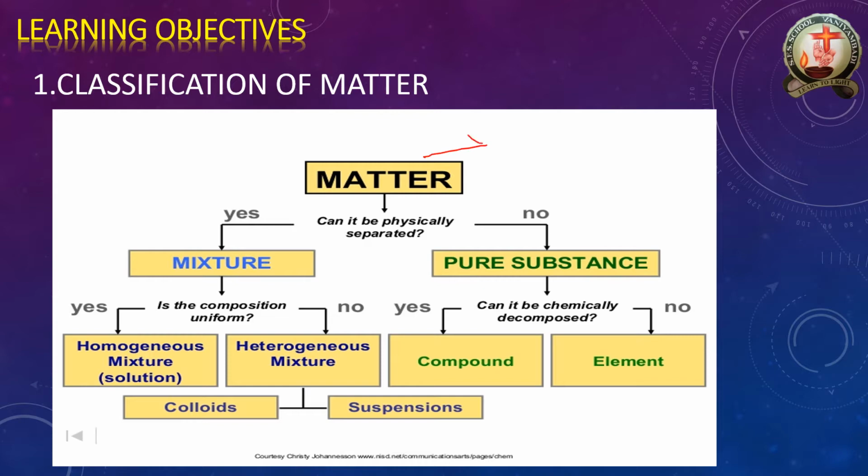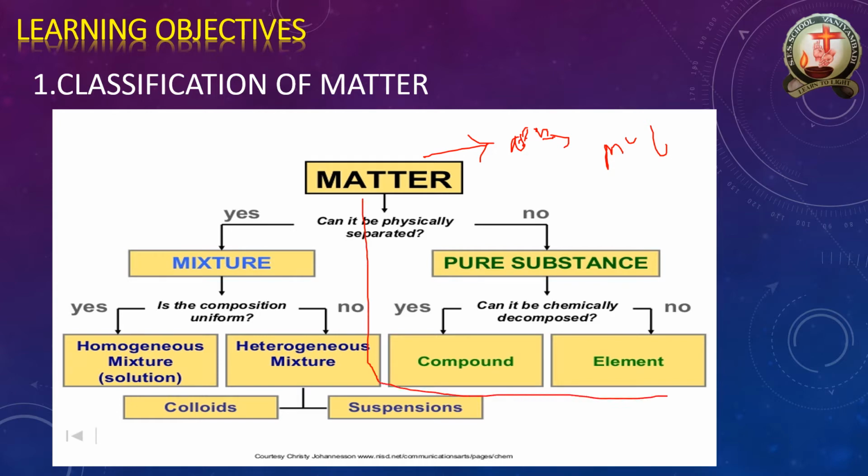Matter is a substance that occupies some volume or space. Matter is composed of atoms, small particles, and the atoms combine into molecules. If the matter is a mixture, it is either a homogeneous mixture or a heterogeneous mixture. Then a heterogeneous mixture goes into colloid and suspension. If the matter is not a mixture, it is a pure substance, which can be a compound or an element.